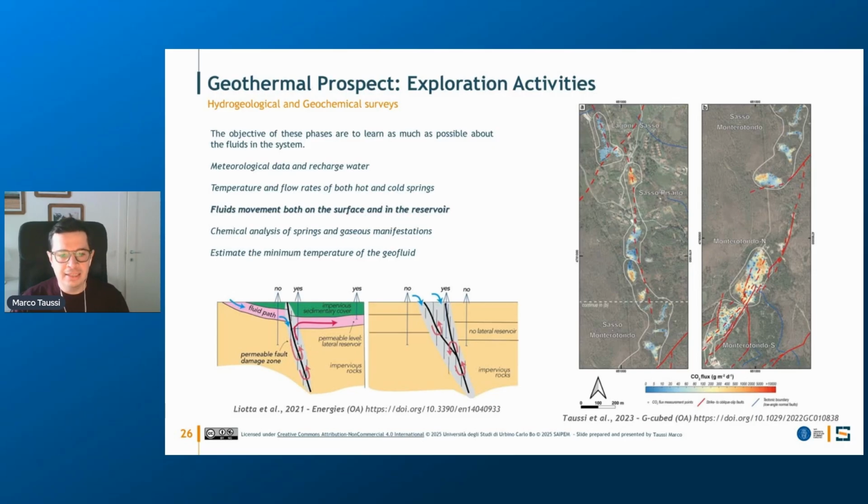We can assess whether the fluid is rising due to structural control, meaning faults that link the surface to the reservoir itself. And in those areas, we might expect stronger flows, with higher emission values and more intense surface releases.